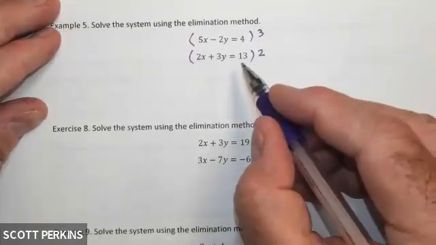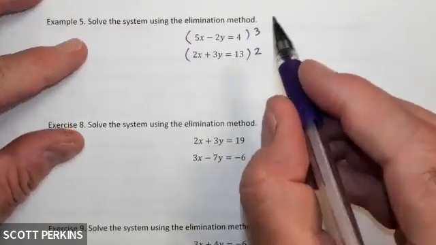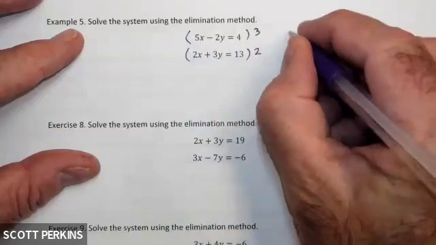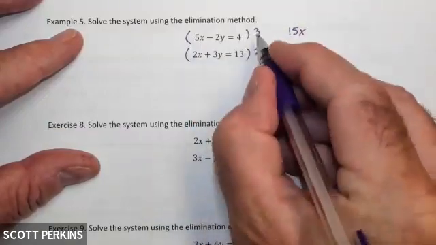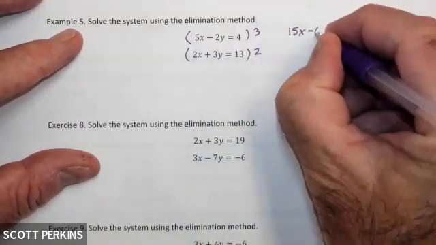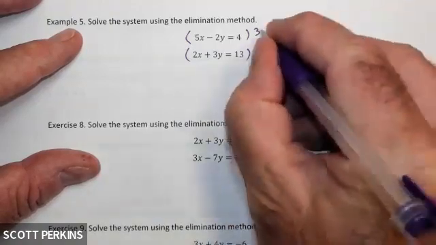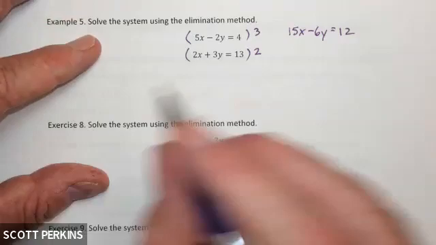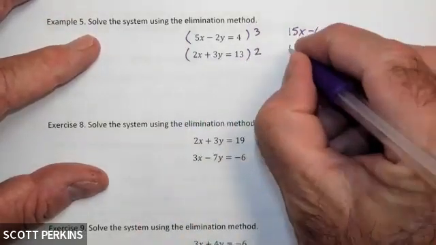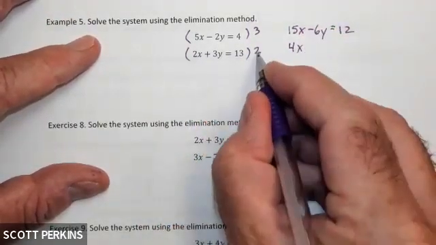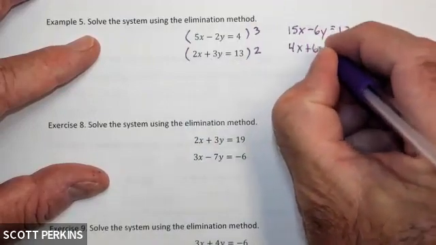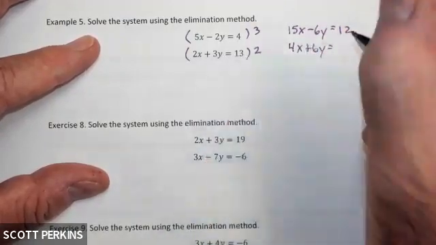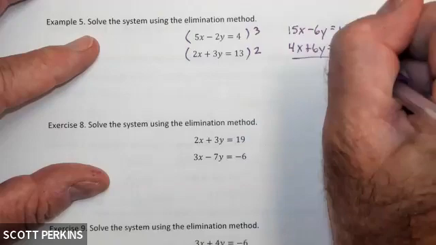Now that we've determined that, let's go ahead and do that multiplication. So 3 times 5 is 15x. 3 times -2y is -6y. And then 3 times 4 is 12. For the bottom equation, 2 times 2x is 4x. 2 times 3y is +6y. And then 2 times 13 is 26. Boom.